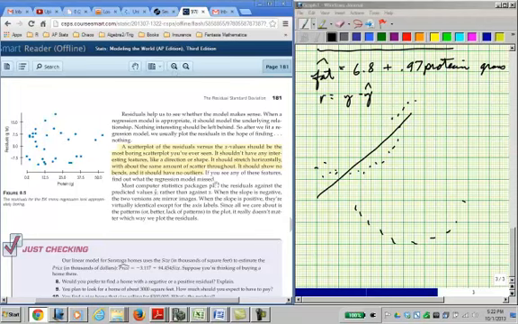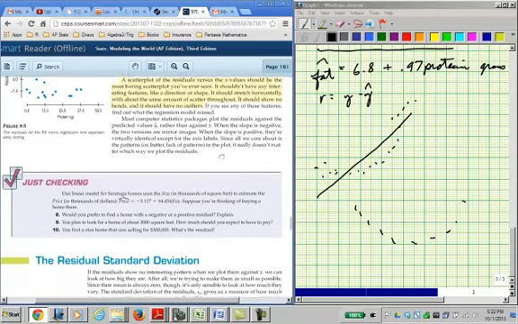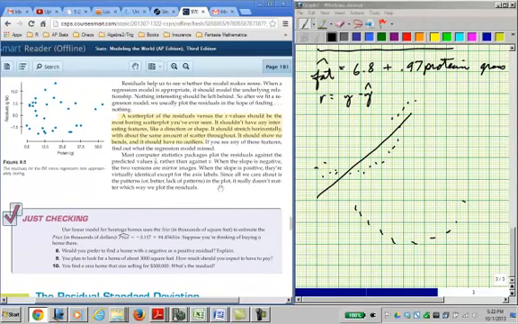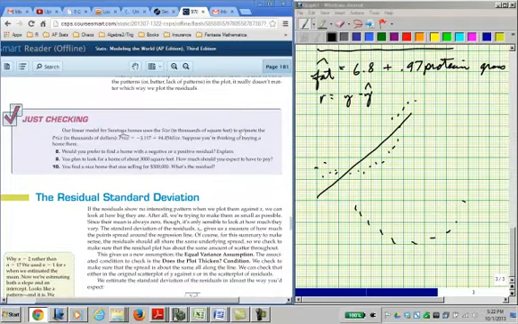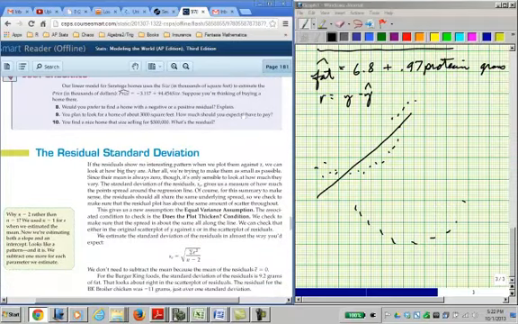Okay, now let's do this just checking here. Do this next thing. Okay, and then when you're done with this, take a look at making the standard deviation of the residuals.